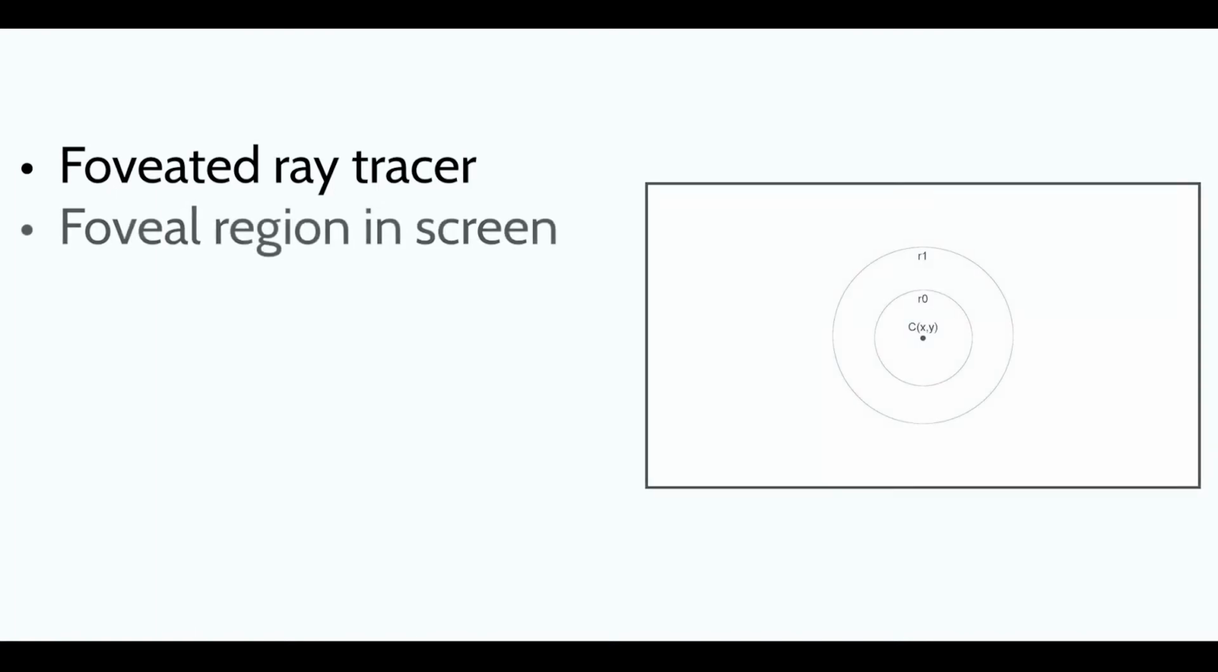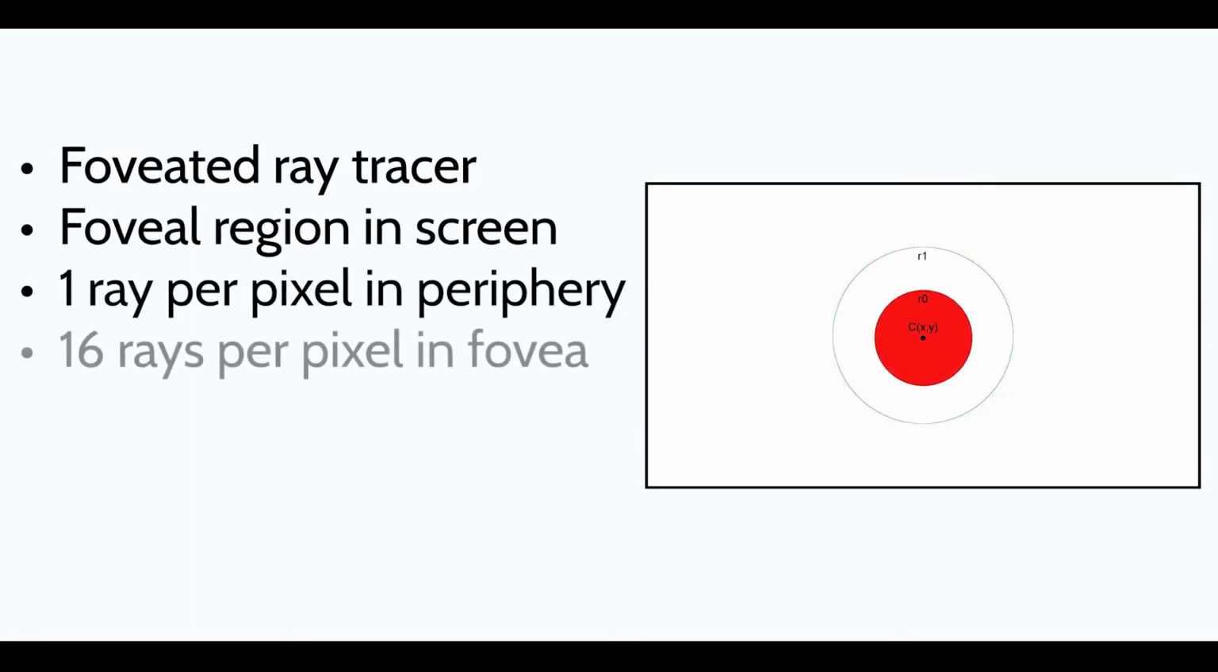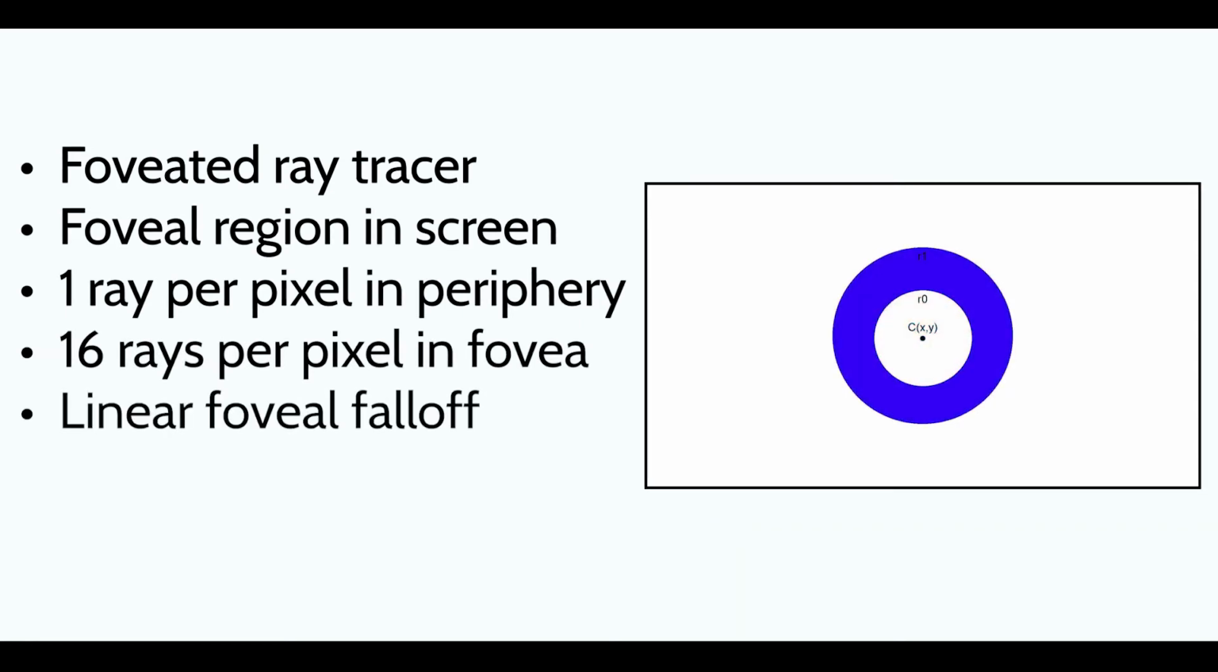First, I built a foveated ray tracing functionality into an existing ray tracing system. This foveated ray tracer defines a foveal region on the screen, and depending on the position of the pixels relative to this, we trace more or less rays through it. As a default, I trace a single ray through each pixel in the periphery and 16 rays through each pixel inside the foveal region. In the part here, that represents the region of our visual system where visual acuity declines, we gradually decrease the number of rays per pixel.